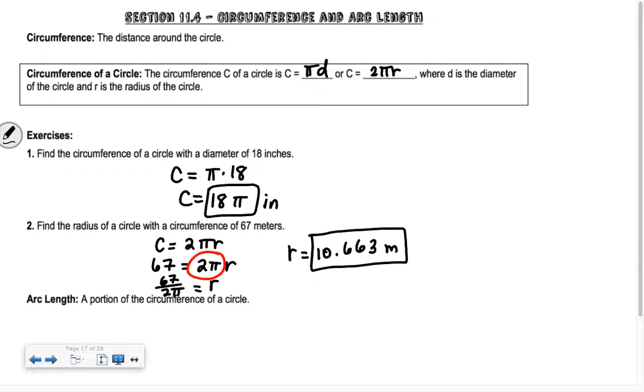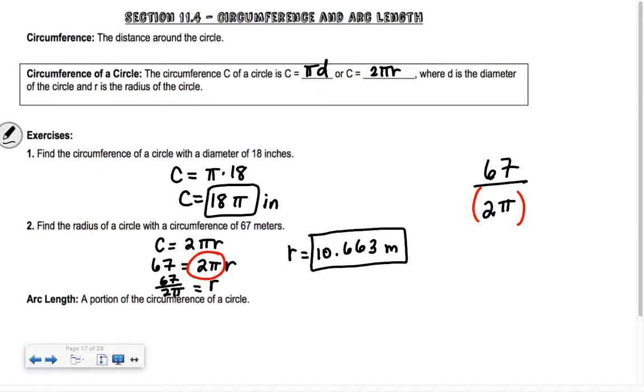So on your calculator, when you do 67 divided by 2 pi, since we're dividing by the entire 2 pi altogether, we have to put parentheses around it. Otherwise you're going to get this question wrong. You're going to get 105.24, which is nowhere close to 10.663. So if you're launching a space shuttle into space and you divide by pi incorrectly, don't do that. Don't do that.